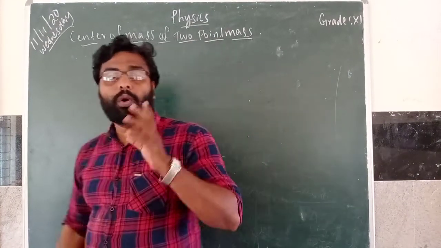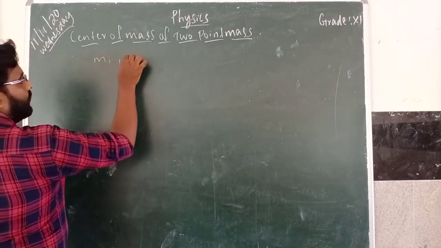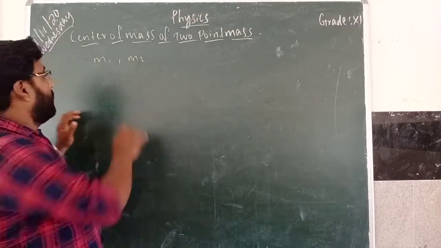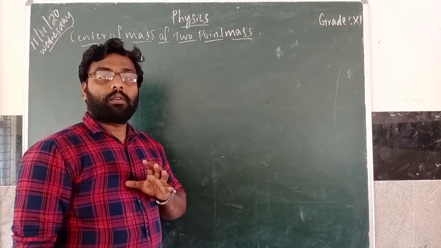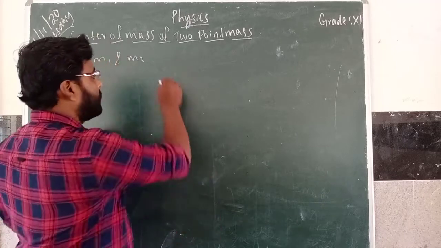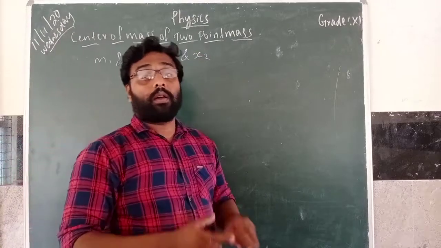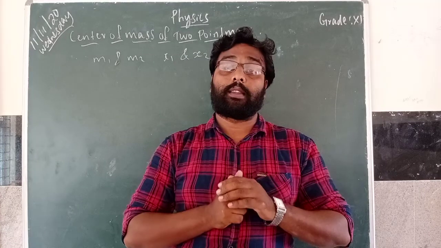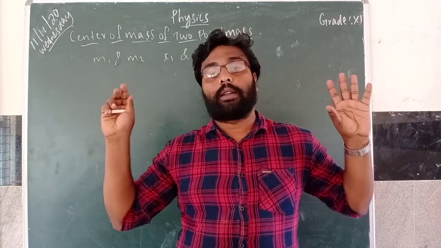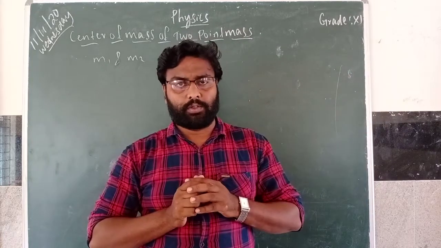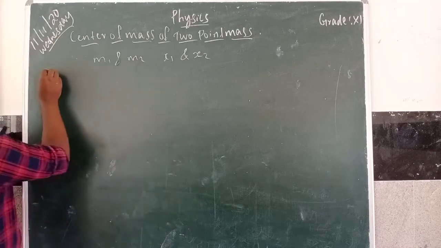Assume that you have two point masses, M1 and M2, which you have kept at different positions, X1 and X2. Now you can find the center of mass for various cases. There are three ways you can find the center of mass when you keep these two masses at positions x1 and x2. The first way is when the masses are on the positive x-axis.